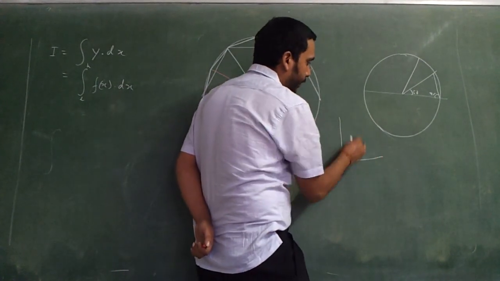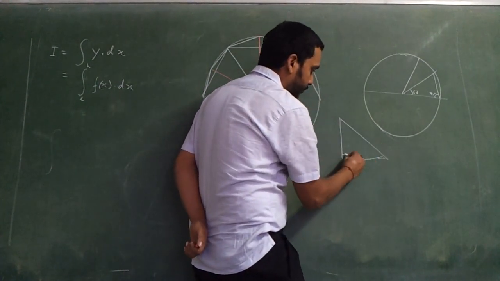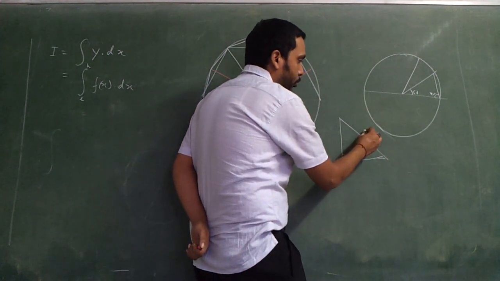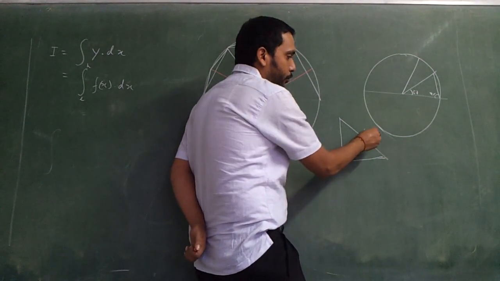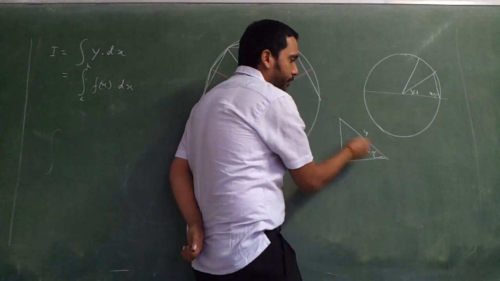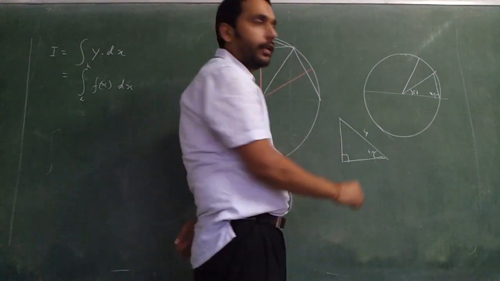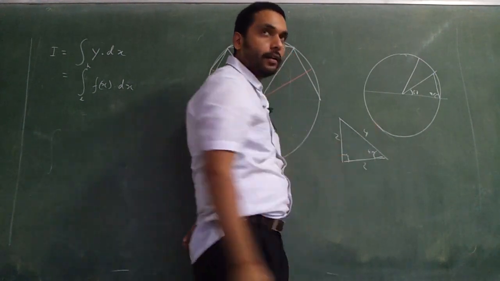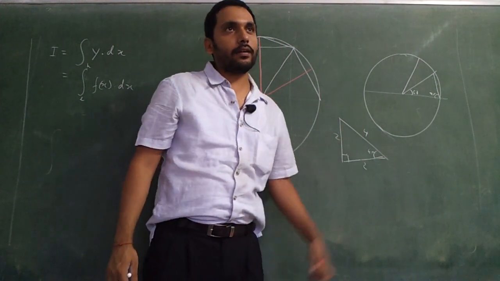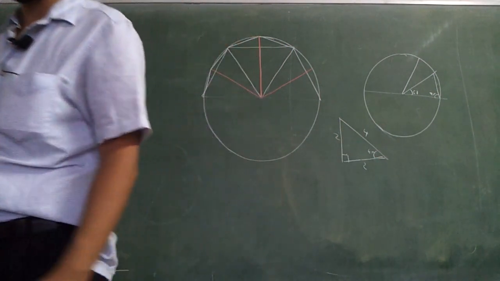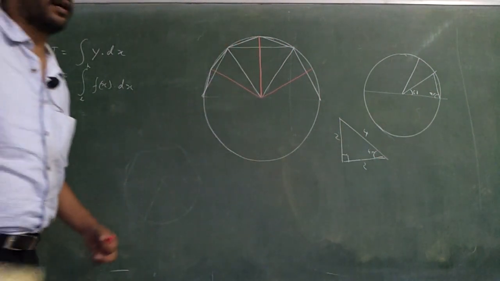If I have a 90-degree triangle, this length is, suppose, 4. 90 is to 4 as 45 is to 2. Is it right? Will it be a 2 to 4 triangle? Are the sides in the ratio of the angle? Not at all. We discussed it last class. How the angle grows and how the side grows.